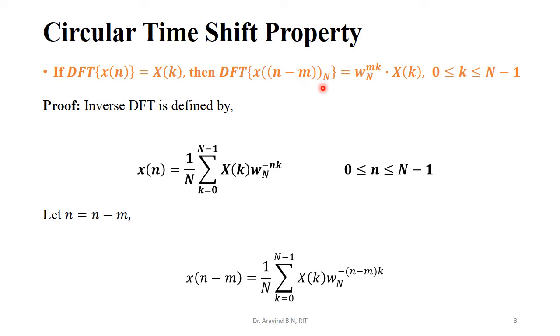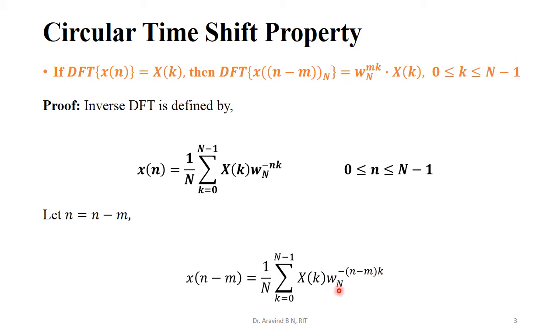So we are not going to get the final answer in a single step. We need to go through two or more steps. In the first step, let us have a substitution. Let n be equal to n minus m. By substituting n minus m in place of n, we get x of n minus m is equal to 1 by N summation k is equal to 0 to N minus 1 X of k omega N to the power minus of n minus m into k.